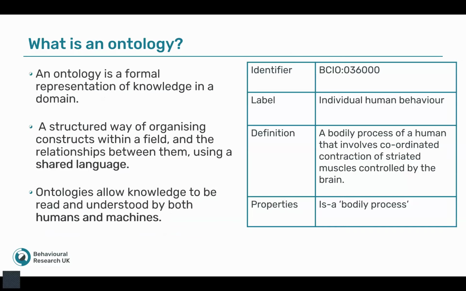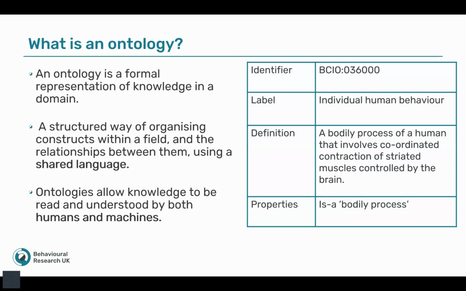Next slide, please. So what is an ontology? Well, an ontology is a structured way of organising and defining constructs within a field and the relationships between them using a shared language. So you can think of an ontology as a very sophisticated and interconnected dictionary or taxonomy for a field of study.